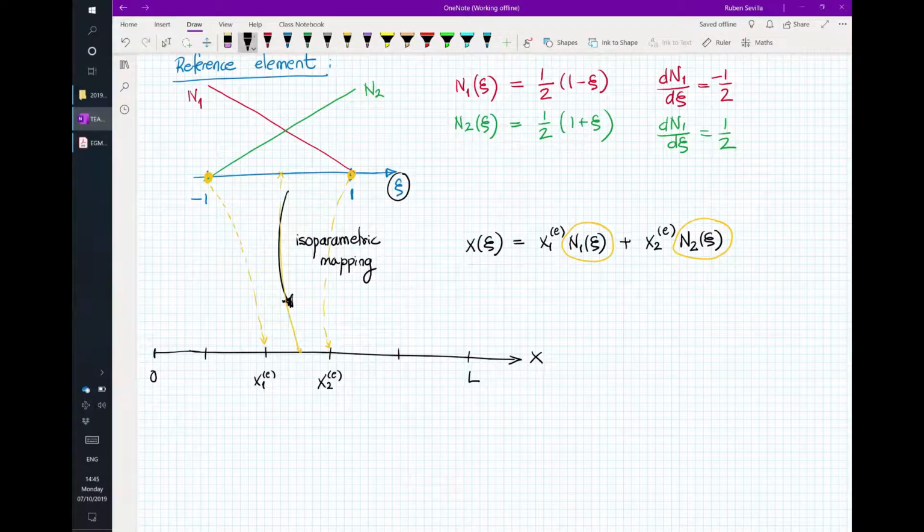And you also expect x of minus 1 to be x1. You just told me. You expect this point to be transformed to this one in here. What happens with this formula that I just gave you? Well, I can do this and see what happens. What is n1 of minus 1?